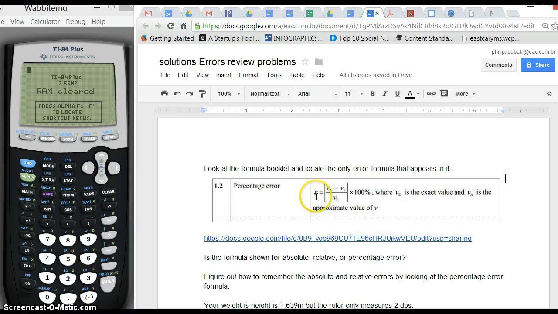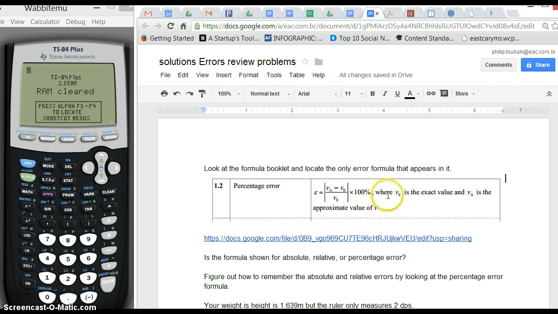Okay, so the percentage error is equal to the absolute value of the approximate or measured value minus the exact value divided by the exact value, and then all multiplied times 100%. So if you remember, the absolute error is the smallest part of this, which is right here. The absolute error would be the approximate or measured value minus the exact value, absolute value. Okay? And then the relative value just takes that and divides it by the exact value. And the percentage error takes this fraction and multiplies it by 100.